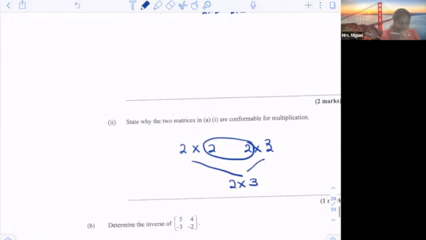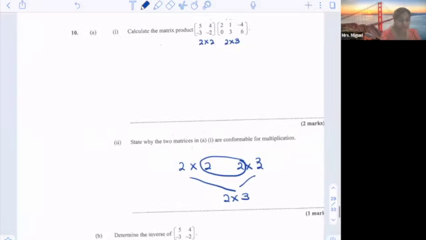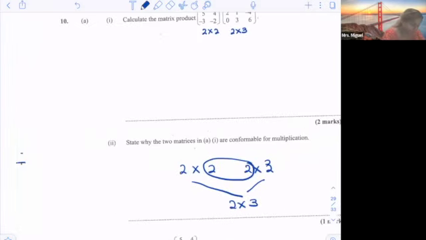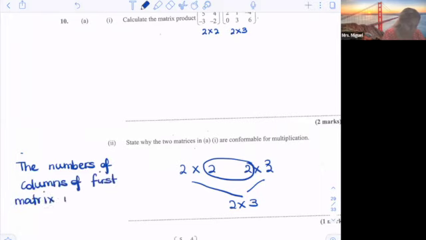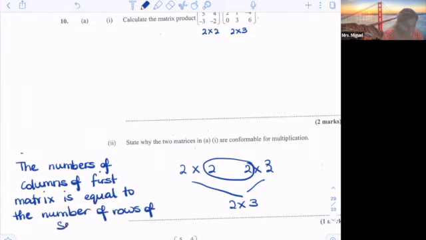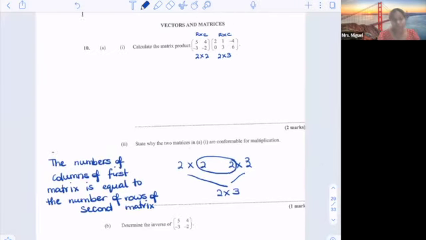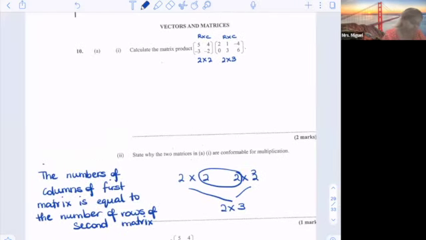They ask for you to state why the matrices are conformable. Well, the number of columns of the first matrix is equal to the number of rows of the second matrix. So once we do that, we know we find a 2 by 3. That is our end result.